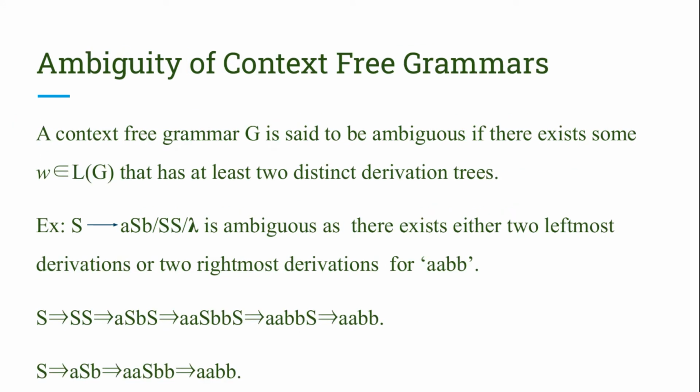A context-free grammar is said to be ambiguous if there exist at least 2 distinct derivation trees for a particular string w, which is an element in the language generated by that grammar G. For example, S to aSb or SS or lambda is an ambiguous grammar, since for the string aabb it has 2 distinct leftmost derivations. Hence, it is an ambiguous grammar. If there exist 2 distinct rightmost derivations, then also we could say that the grammar is ambiguous.